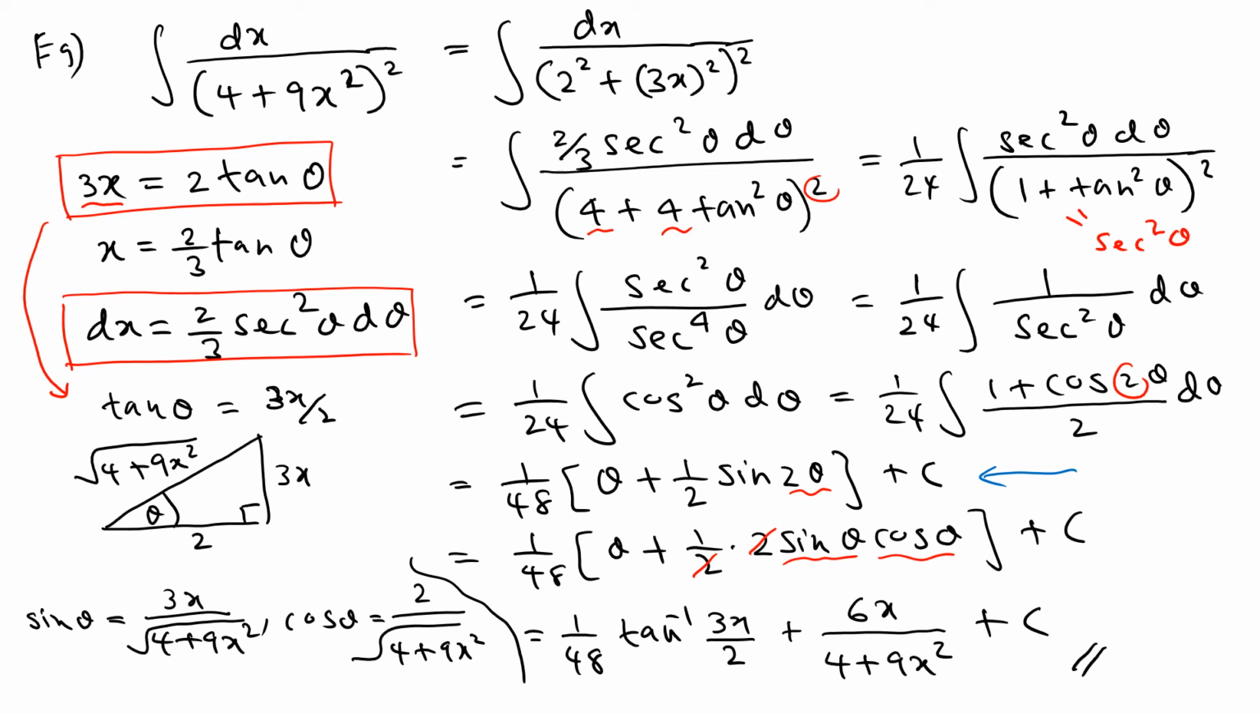Okay, let's do one last problem that uses the secant substitution. So this is the problem. Let's say we have the integral of x plus 1 over square root of x squared minus 4, I just put some numbers, dx, something like that.